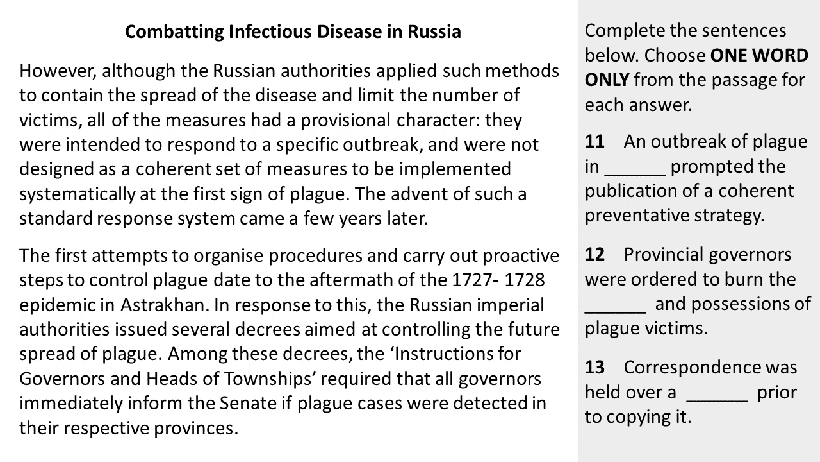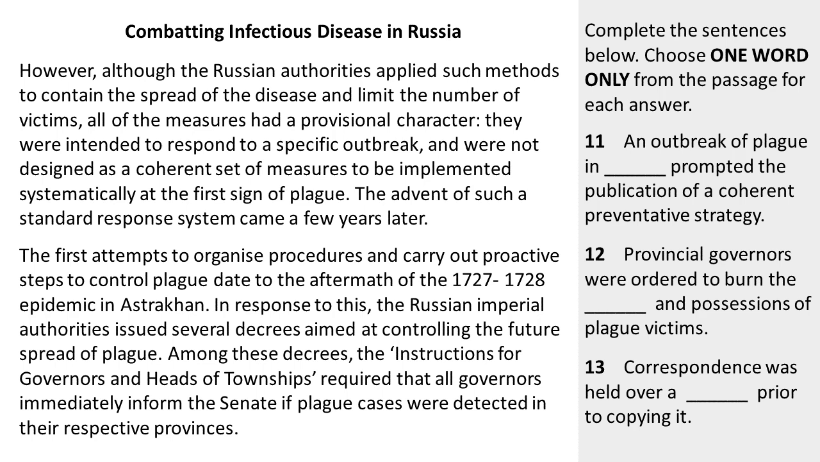So let's look at our example here. We have a reading passage about infectious disease in Russia, and then we have a set of questions. So the first thing we want to do is read the instructions. It says, complete the sentence below, choose one word only from the passage for each answer. So that means if we write 2 words or if we write a number, we're going to get the wrong answer. So it's very important we follow the instructions. All of these answers are going to be one word only. And the information is going to be from the passage as we find our answer.